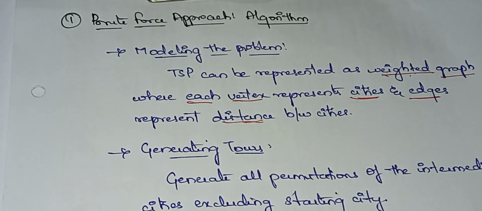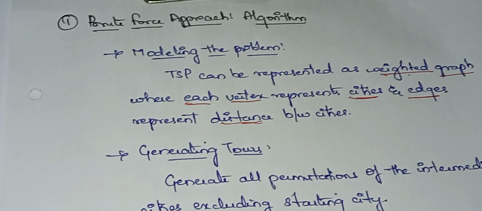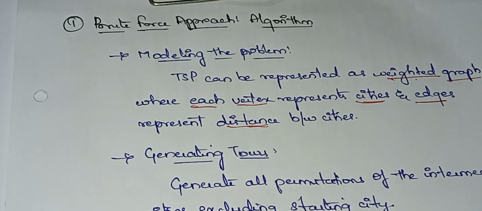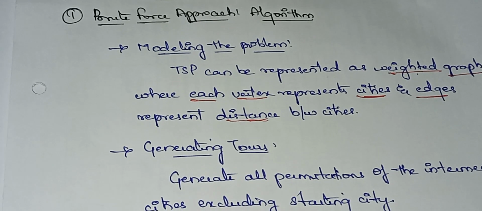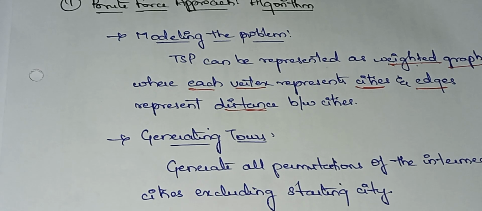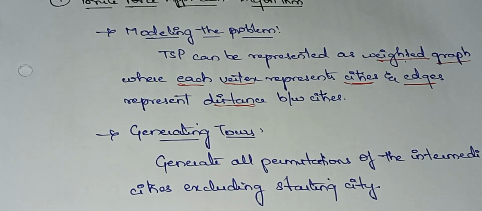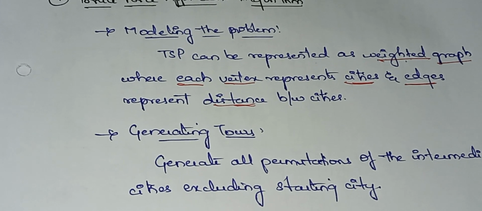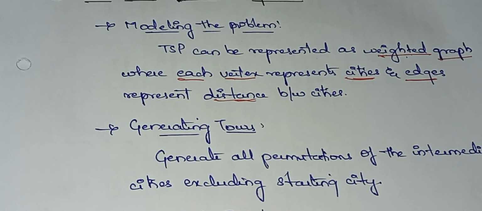Hello viewers. In the previous video, I discussed the traveling salesman algorithm using the brute force approach. So let us have a briefing. The brute force approach consists of the following steps. First is modeling the problem, where a weighted graph will be given and each vertex will be represented as a city and edges as the distance.